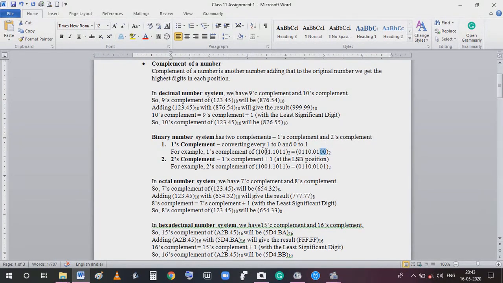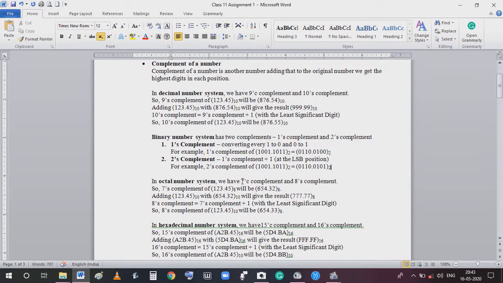So 1001.1011, the 1's complement of this will become 0110.0100. And the 2's complement will be adding 1 to the LSB of this number. Now the LSB position will be this position, this one. So 1 added to this will give the 2's complement as 0110.0101.